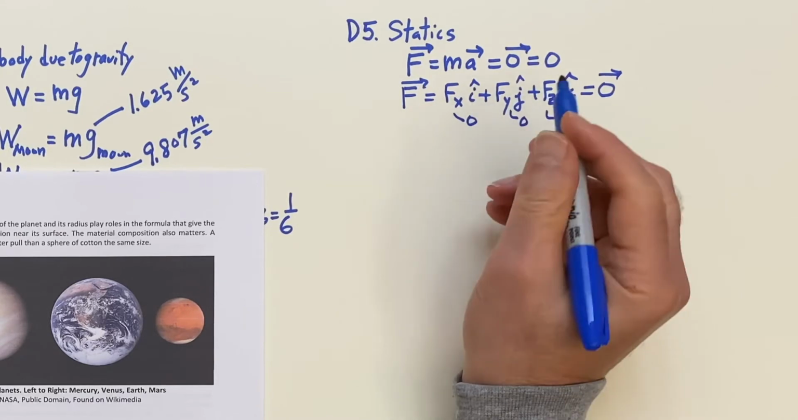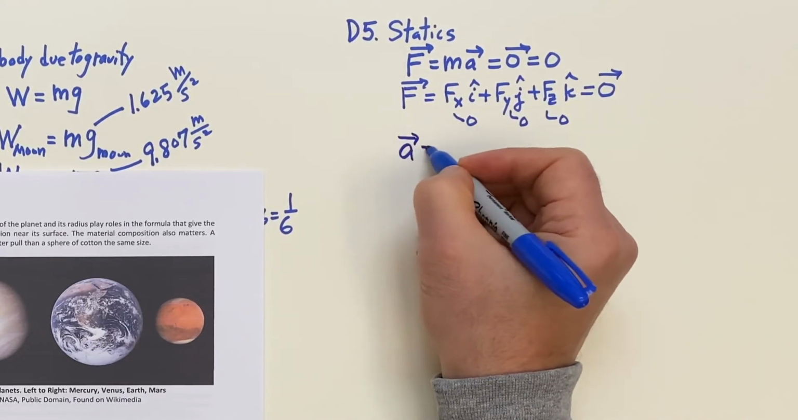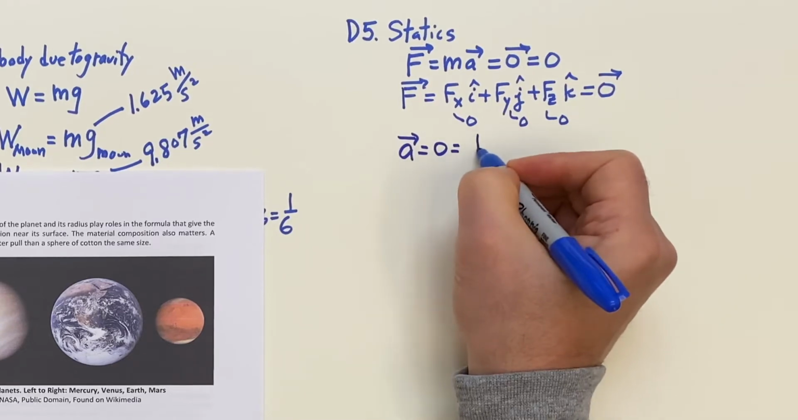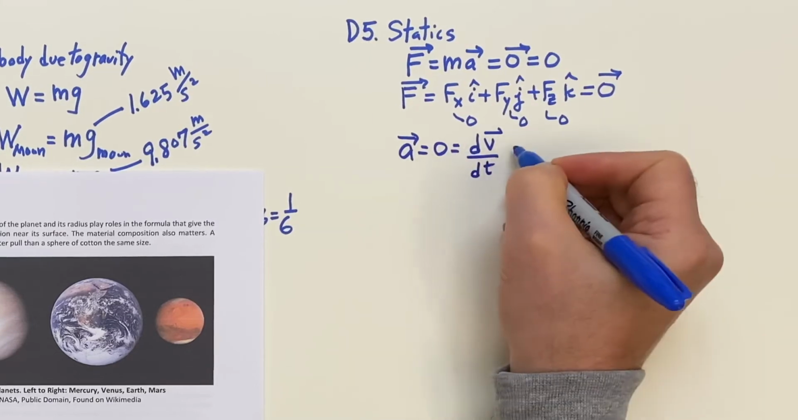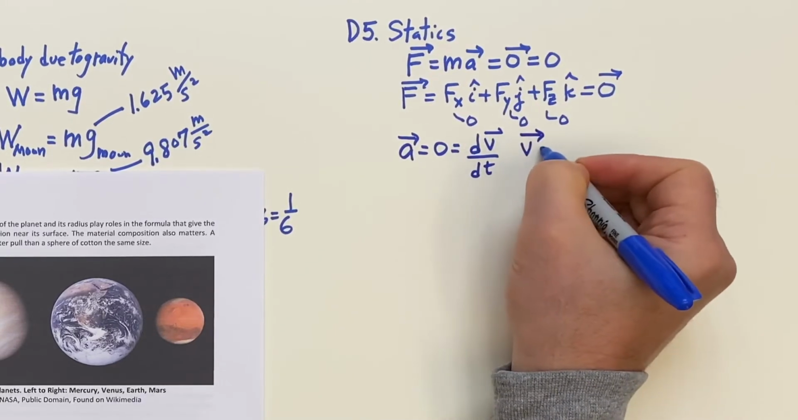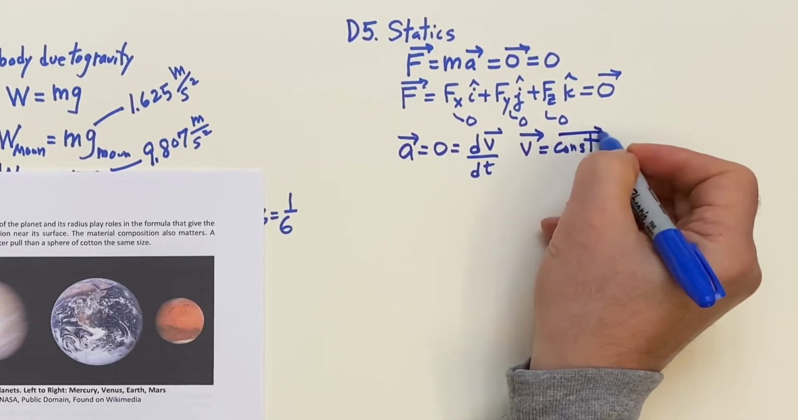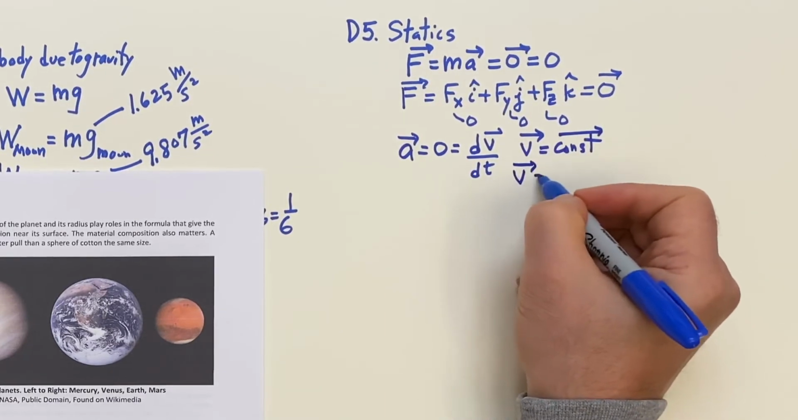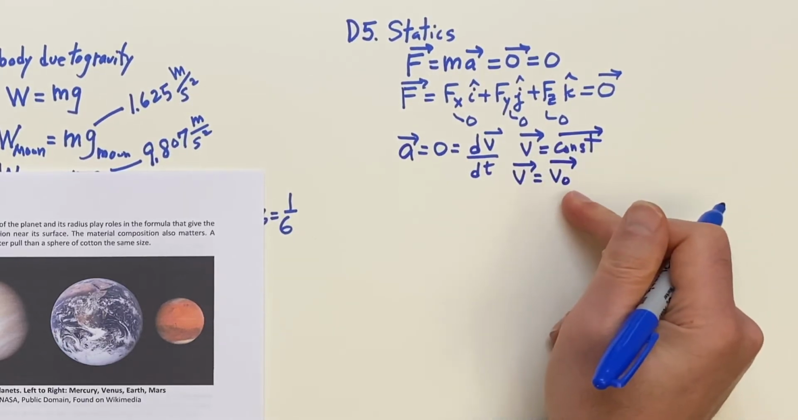When you have no acceleration, when acceleration is equal to 0, that's your change in velocity with respect to time. And if the derivative is 0, that means what you got here is a constant vector. And we could call that V0, the initial vector. It's not going to change.